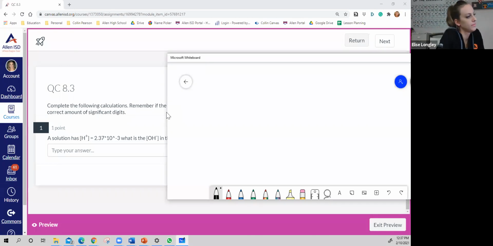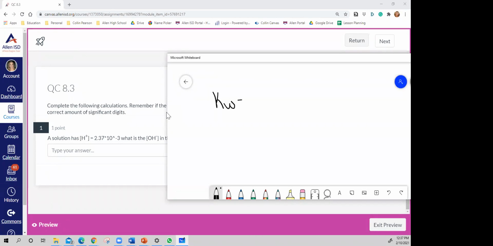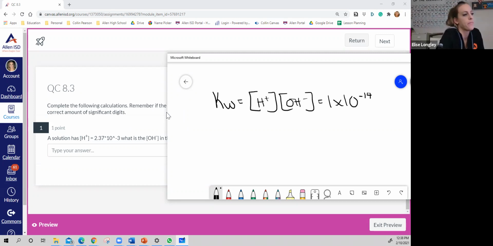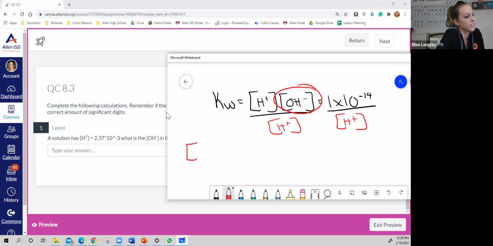So you have to use the formula on the bottom. The hydrogen and the hydroxide product is 1 times 10 to the negative 14. They gave us hydrogen, so we are going to divide off the H plus to leave us with OH minus. So OH minus is equal to 1 times 10 to the negative 14 over 2.37 times 10 to the negative 3.